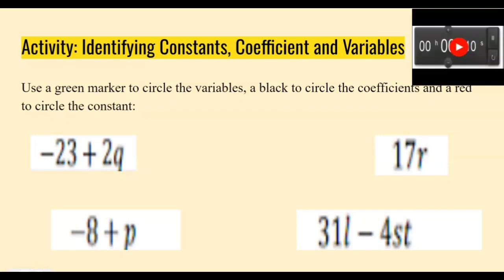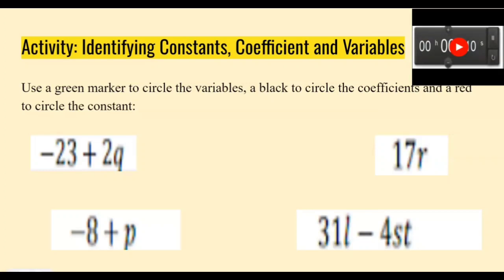So we have a quick activity for us to try today. We're going to try to identify our constants, or coefficients, and our variables. We're going to use a green marker to circle the variable, a black marker to circle the coefficient, and a red marker to circle the constants. So again, you have 10 seconds. If you need more than 10 seconds, you can always go ahead and pause the video, and all the best. All right, so let's see what you did.